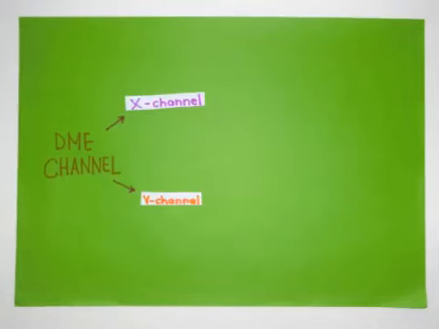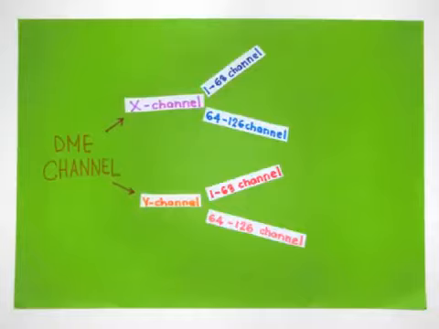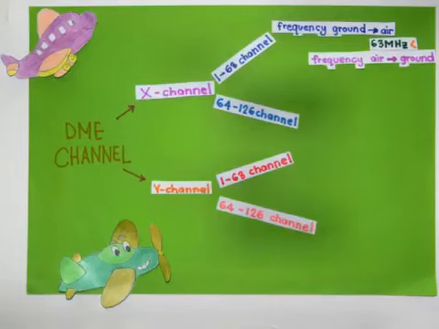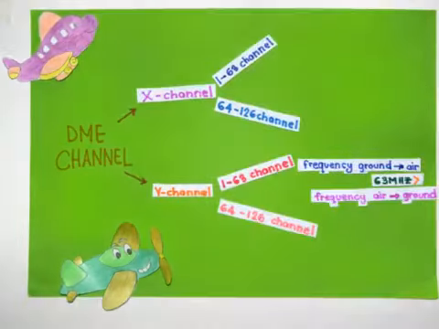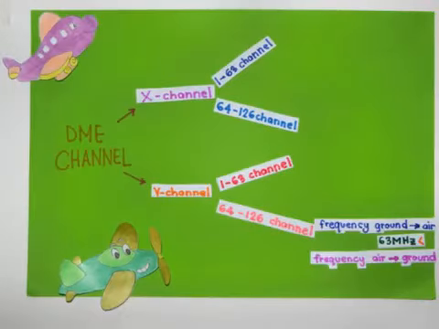The DME channel is divided into X and Y channels. In the first 63 X channels, the ground-to-air frequency is 63 MHz below the air-to-ground frequency. And in channels 64X to 126X, the ground-to-air frequency is 63 MHz above the air-to-ground frequency. In the first 63 Y channels, the ground-to-air frequency is 63 MHz above the air-to-ground frequency, and in channels 64Y to 126Y, the ground-to-air frequency is 63 MHz below the aircraft frequency.